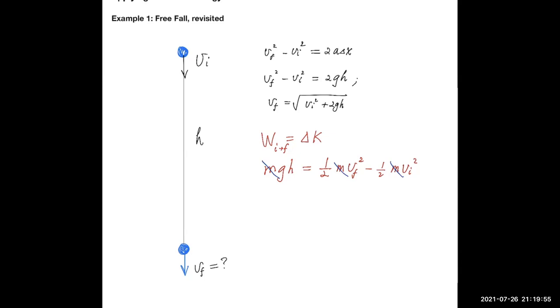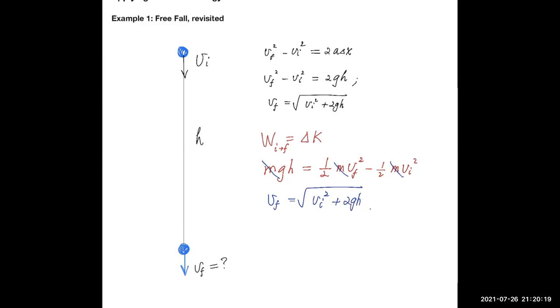Okay, so we're just looking for v final. Now move the 1/2 v initial squared to the other side, and then move that 2 over. Then take a square root. You get the same result. v final equals the square root of v initial squared plus 2gh. That's exactly the same result as before, as it should be.